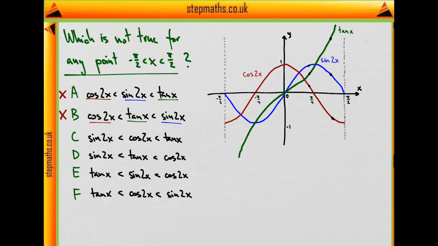On to C, in which blue is supposed to be below red and all that below green. But unfortunately, when green is on the top, which is just from pi by 4 to pi by 2, sine is always bigger than cos. Cosine is always the smallest here. So C is the inequality which is not true for any point on the interval from negative pi by 2 to pi by 2. And therefore C was the correct answer.